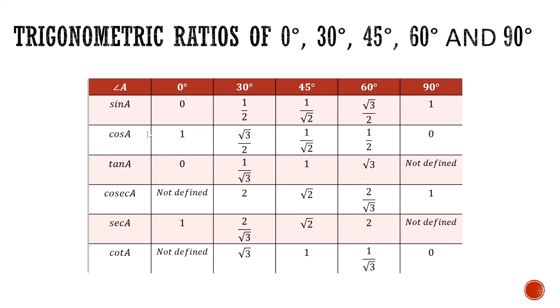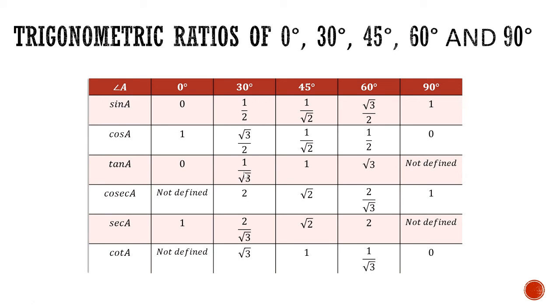And obviously from these three ratios, it is very easy for you to get the values for the remaining three, that is cosec, sec and cot. Obviously, because cosec is the reciprocal of sine, and the reciprocal of sine 0 is not defined, because in this case 0 will once again be in the denominator. So cosec 0 will be not defined.